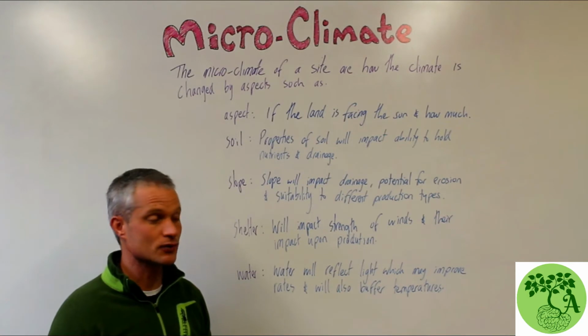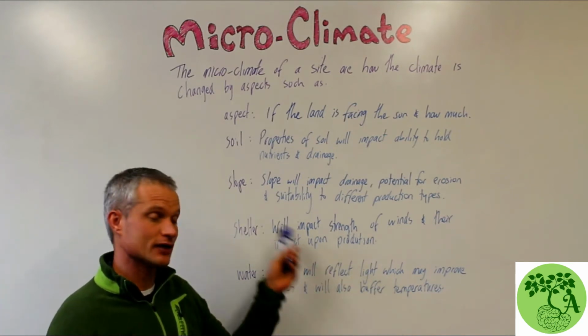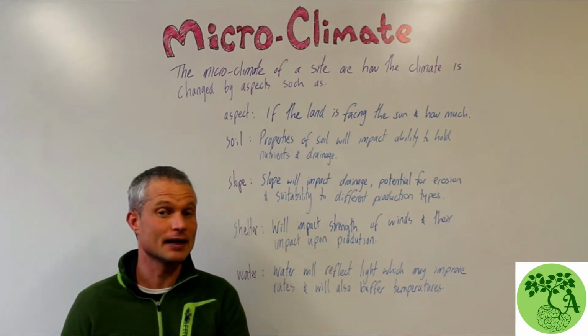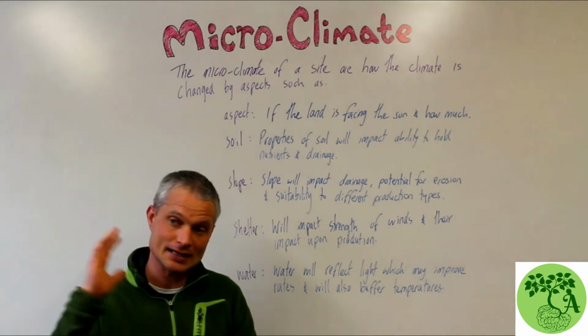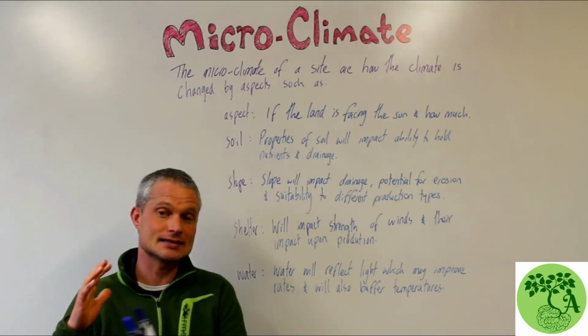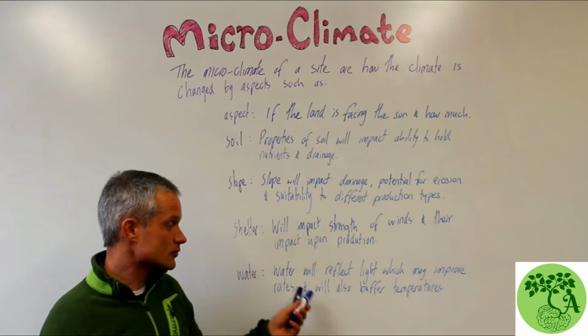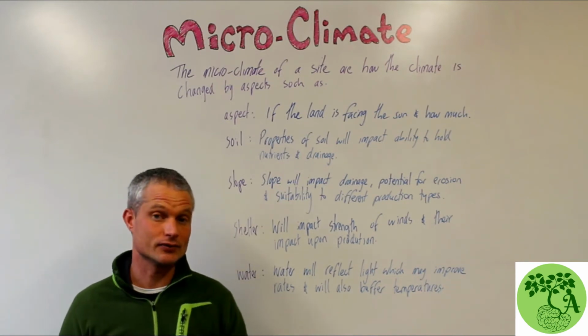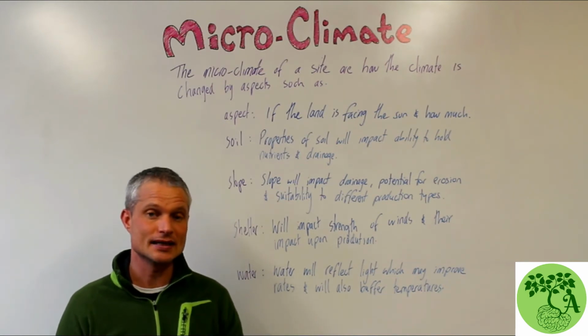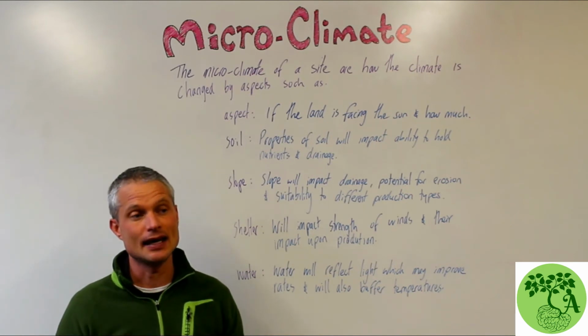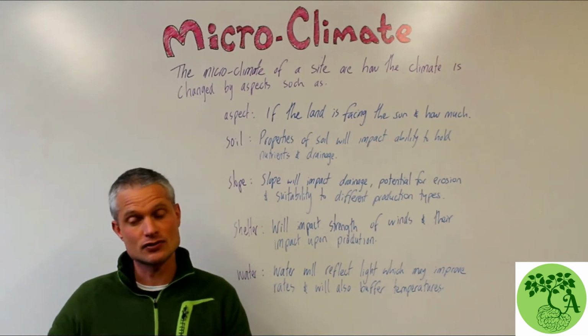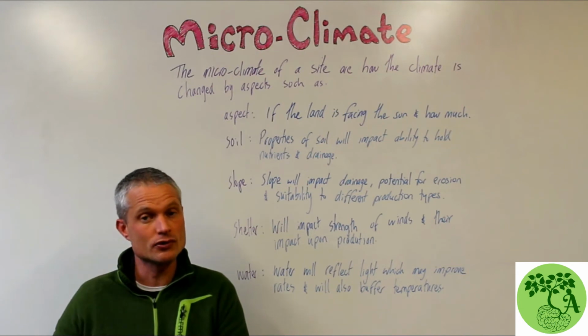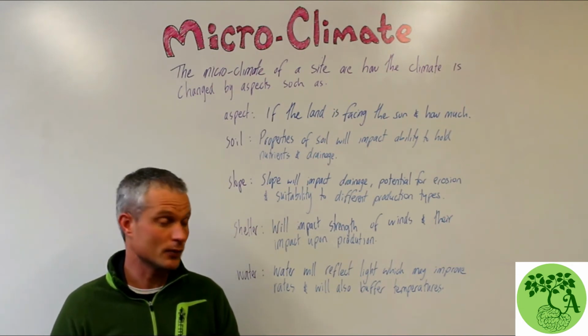And the last one is water. If it's quite a sunny spot, the actual reflection off that water can have quite an impact upon the rate of photosynthesis of plants that are next to that water. But also the water has a buffering effect on temperature. So as it absorbs heat, it can re-radiate that heat, and it can moderate the temperatures of that particular region. So it'll keep it cooler in summer and warmer in winter.